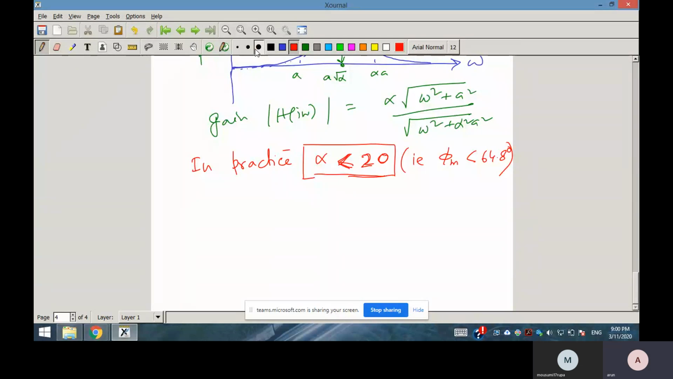So the algebraic method to design a lead controller.